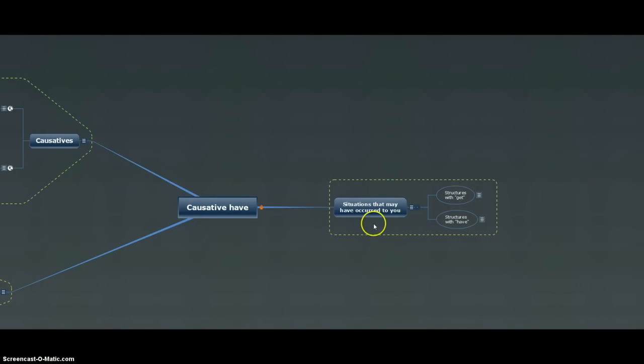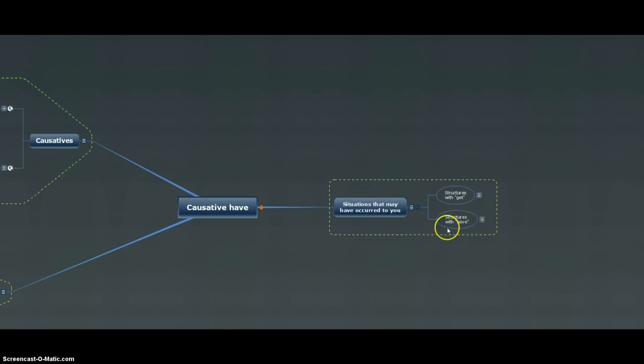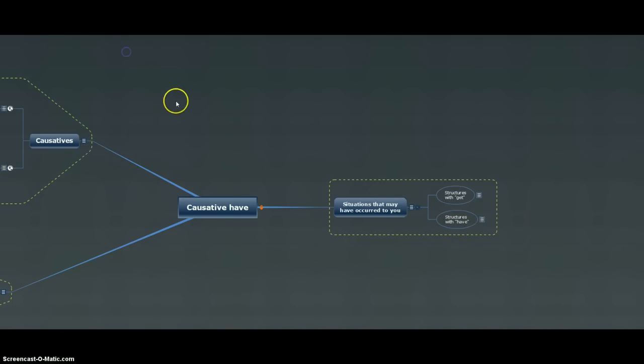Situations that may have occurred to you are also divided in structures with get and have. At structures with get, we have an example like "Gregor got his mission accomplished." At structures with have, we have examples such as "Lydia had her pudding eaten."